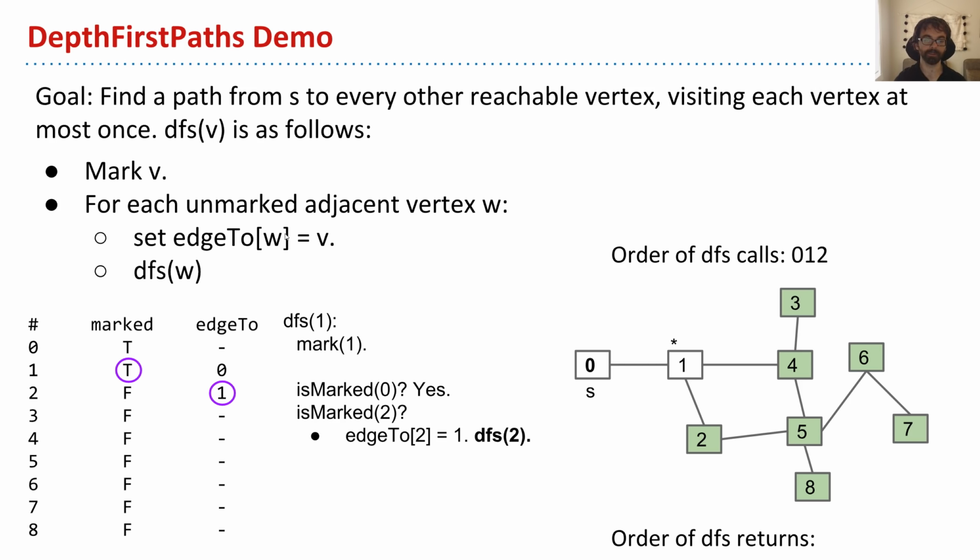That's just what it says to do. At that point, I will now call DFS of 2. And once I do so, we look back at 1 and we say, 1 is already marked. But 5 is unmarked. So I'm going to set the edge to of 5 to 2.